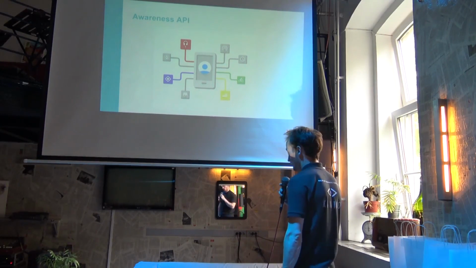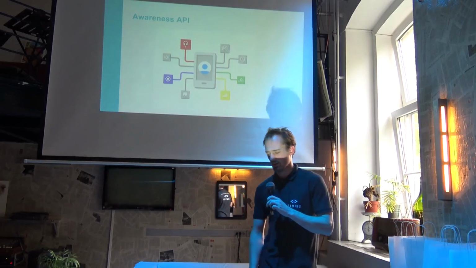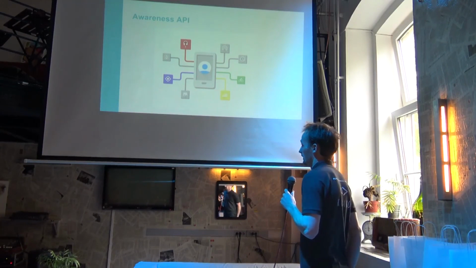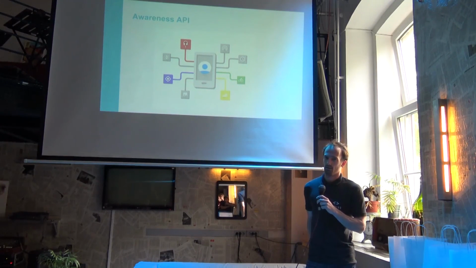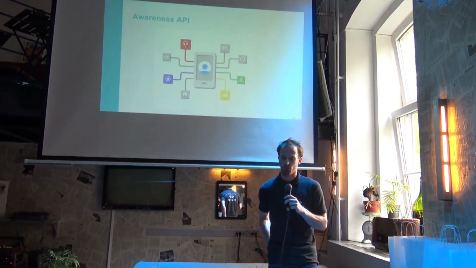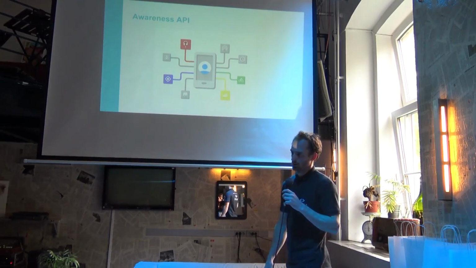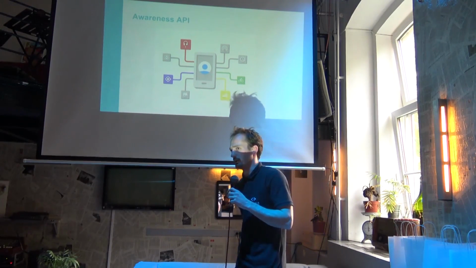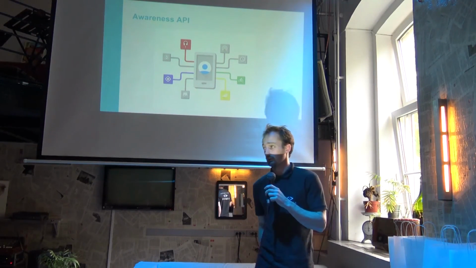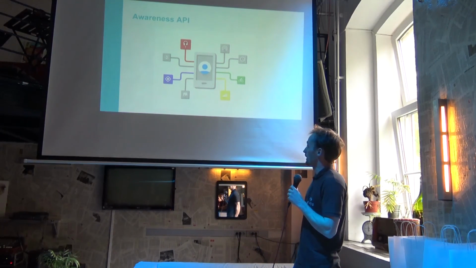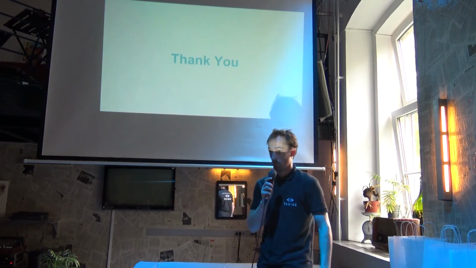The last thing that I think is worth mentioning is the Awareness API that Google introduced. It basically allows you to push some events to users based on location, based on proximity to some beacons, based on weather, on your activity and stuff like that. So it exposes really powerful tools for you to engage your users when you need to.